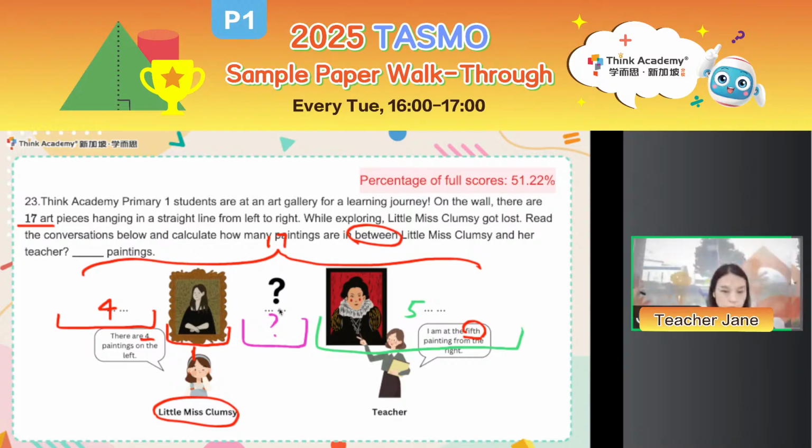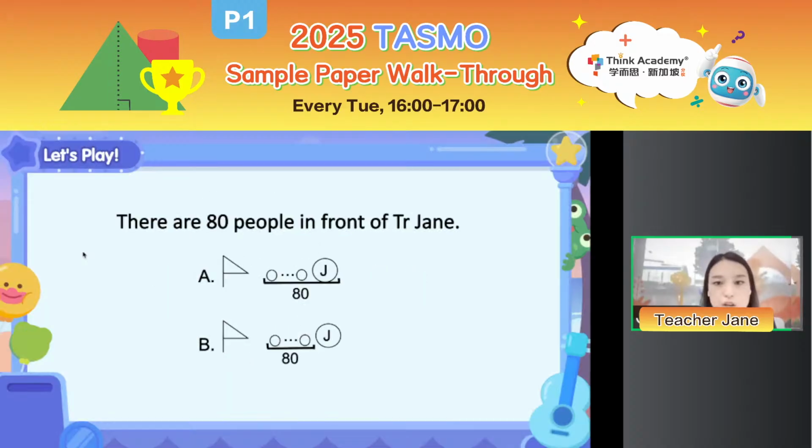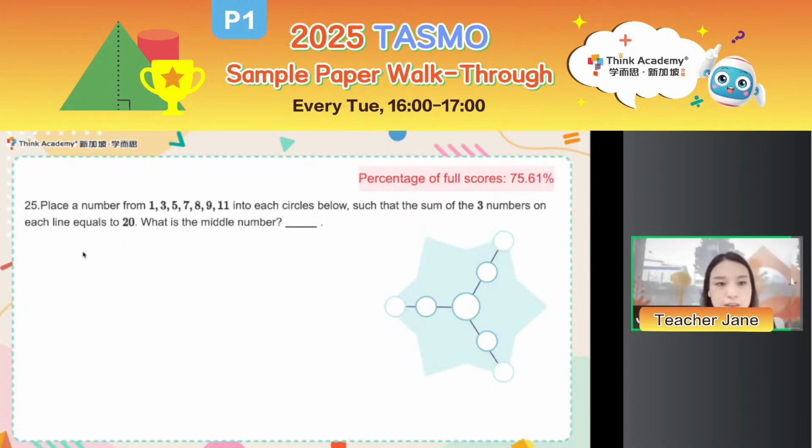Okay, so what we are calculating is the part between them, how many, right? So we can see we already know the total is 17. So what we're going to do is just minus the parts we've already known. That will be 17 minus 4 minus 1 minus 5. That will be how many? 7. Okay, so the answer here is 7. Good job.